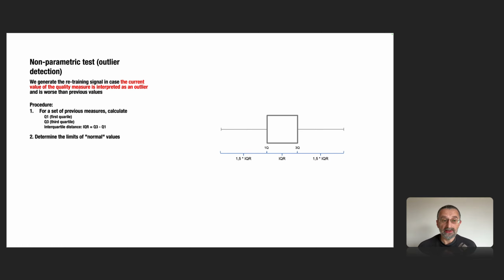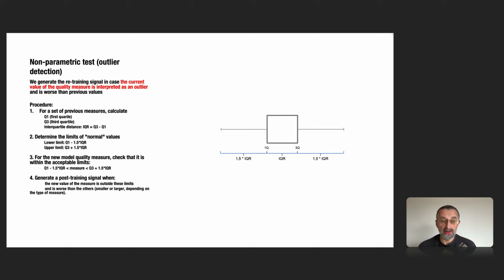And then next we determine the limits of normal values. Okay, so normal values mean not outliers. And we identify the lower limit for this as Q1, first quartile, minus 1.5 times IQR. Next, the upper limit, that way. And for the new model quality measure, check that it is within acceptable limits. So the measurement is normal in that case. Generate a retraining signal when the new value of the measure is outside those limits and is worse than the others, smaller or larger depending on the type of the measurement.